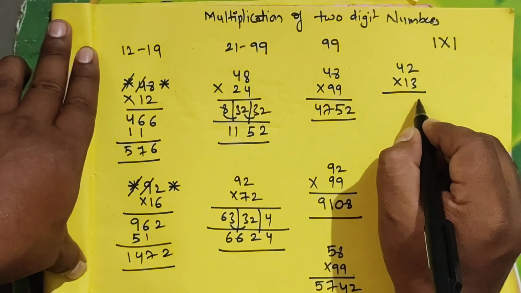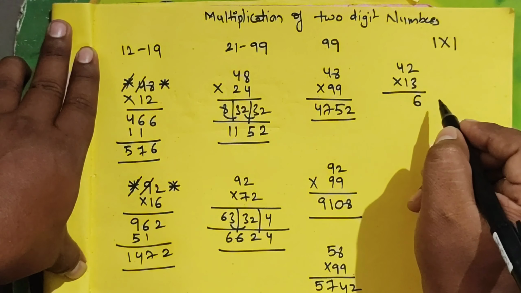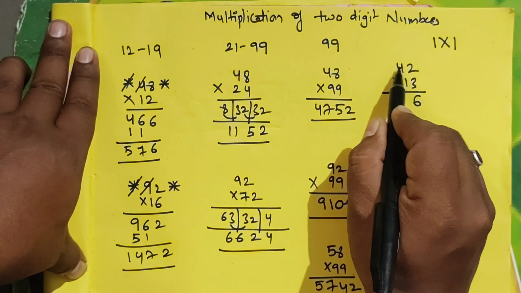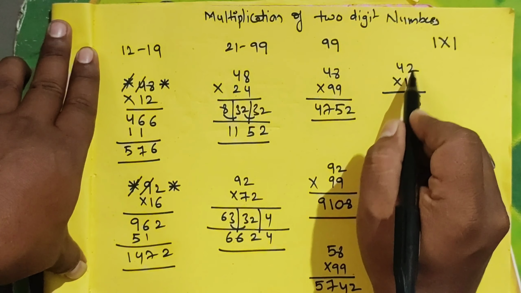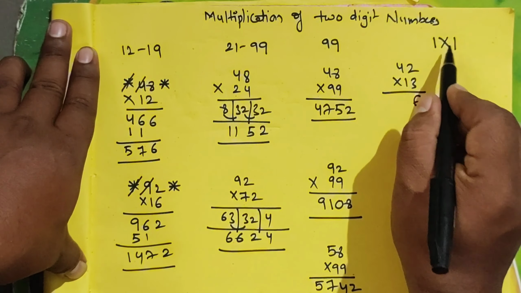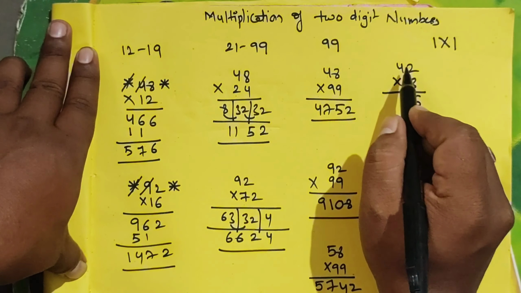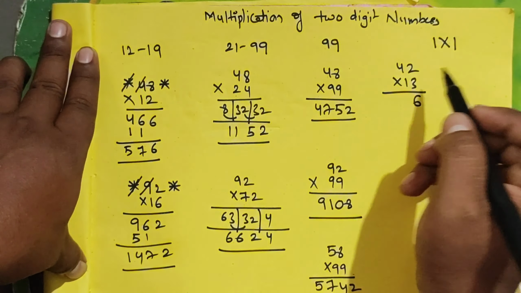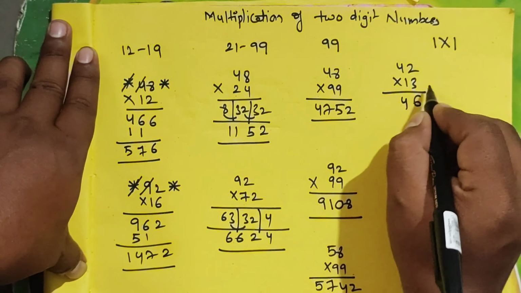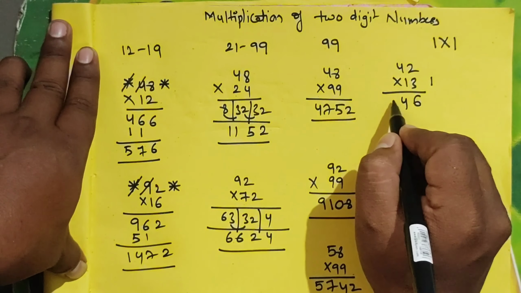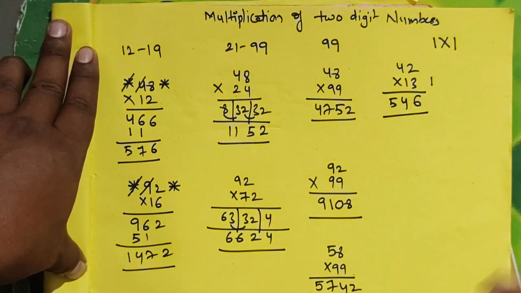3 2 ja, write the 6 here. Take only single digits here. Now 4 3 ja, 12. 2 1 ja, 2. That means here cross means take the cross multiplication here. 12 plus 2 becomes 14. 4 carry 1. Take only single digits. Now 4 1 ja, 4 plus 1, 5. 5 4 6. This is the answer.